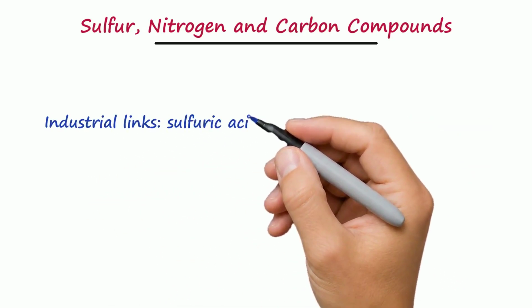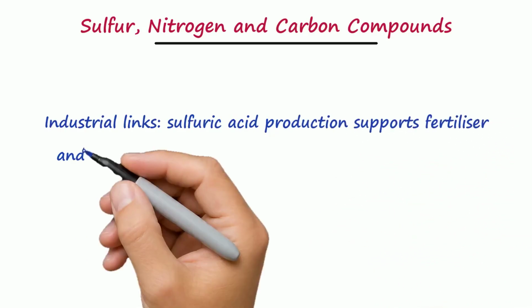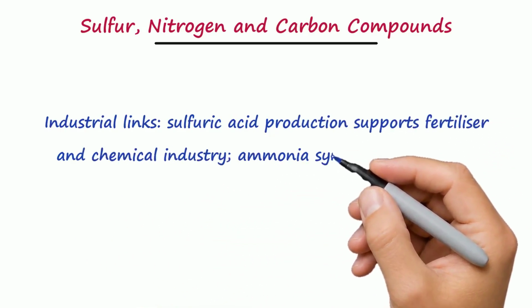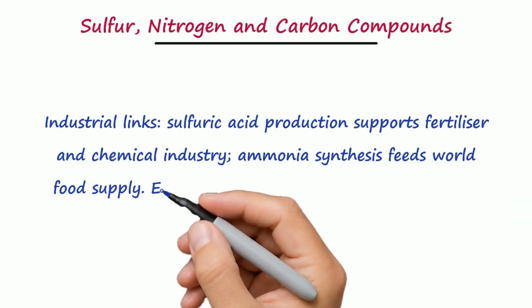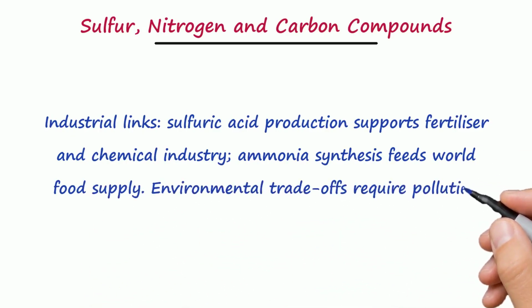Industrial links. Sulfuric acid production supports the fertilizer and chemical industry. Ammonia synthesis feeds the world food supply. Environmental trade-offs require pollution control.